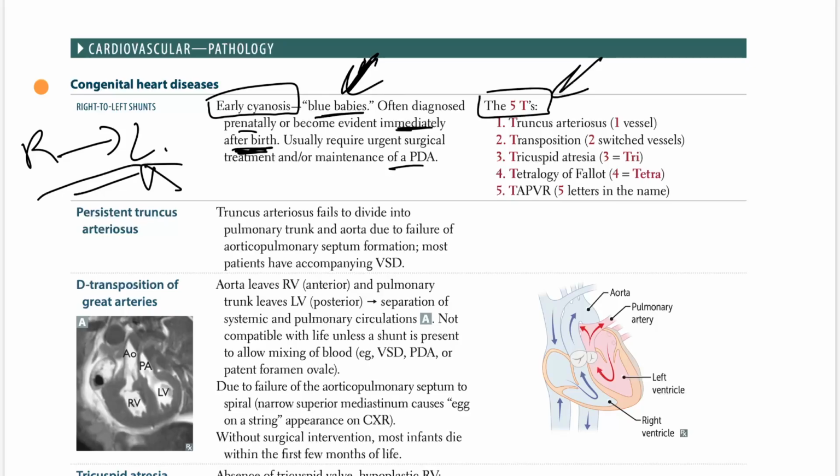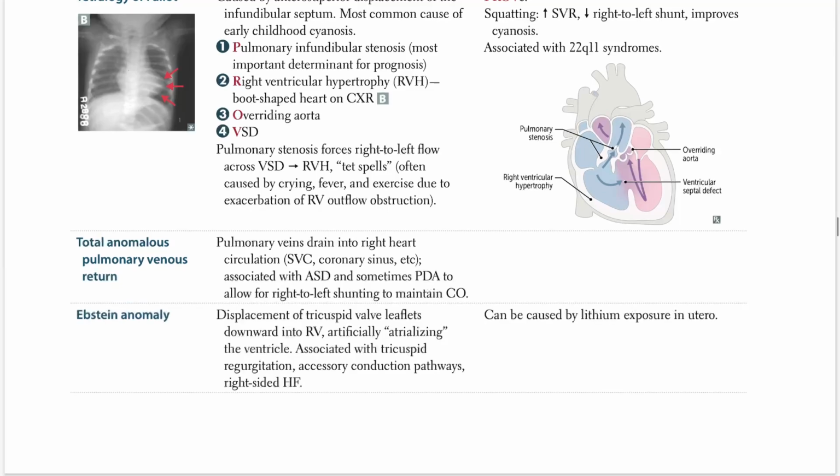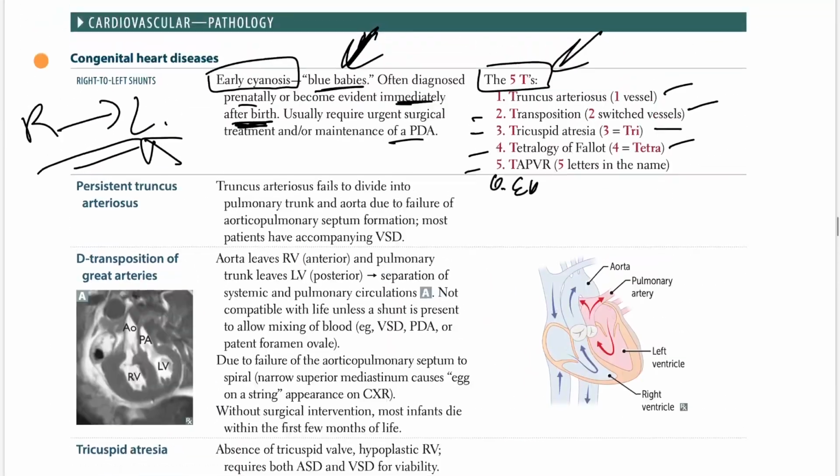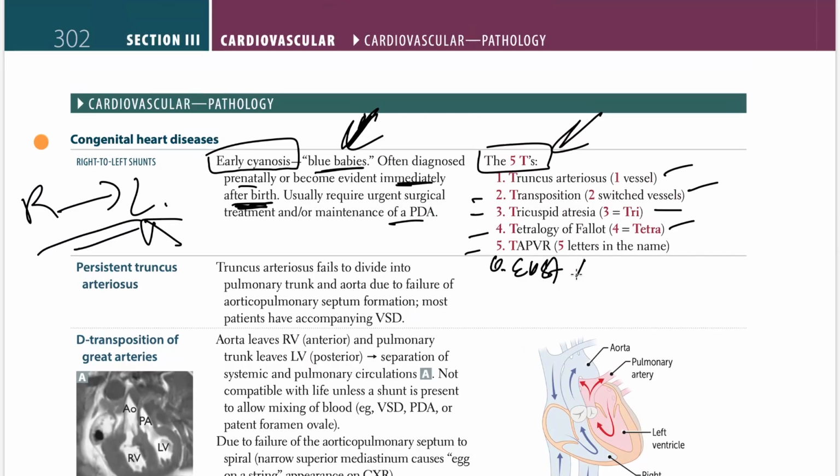The first one, we have the truncus arteriosus, the one vessel disease, transposition of great vessels, which is two vessel disease, tricuspid atresia, 3 means tri, tetralogy of Fallot means 4, tetra, fifth is TAPVR, the total anomalous pulmonary venous return, and sixth, which is not here, is going to be your Ebstein anomaly, which is at the bottom of the page. Ebstein anomaly. Okay, so let's look at the first one.